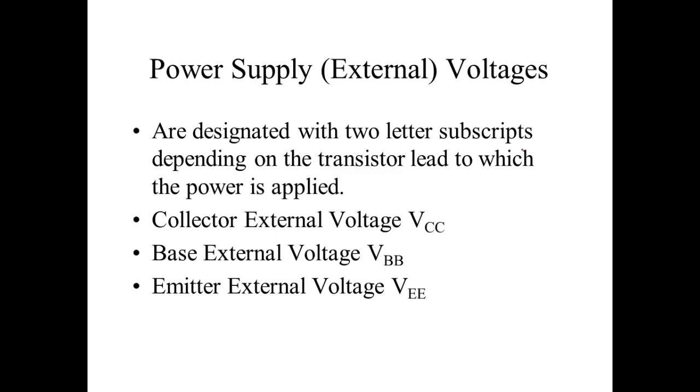Power supply external voltages are designated with 2-letter subscripts depending on the transistor lead to which the power is connected. So if we connect it up toward the collector lead, it's going to be called what? VCC. If the power is connected up to the base lead, we're going to call that VBB. If it's connected to the emitter, we're going to call that VEE. And you'll see this pop up in microprocessors. You'll see this pop up every once in a while for FETs. So we have VSS, VGG, and VDD in FETs.